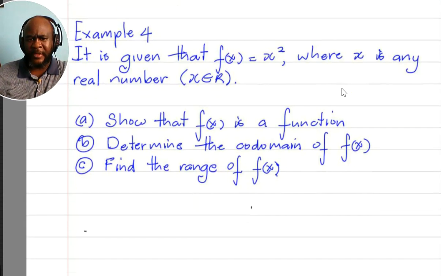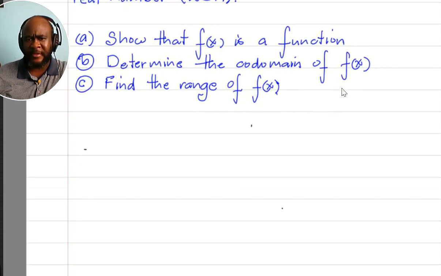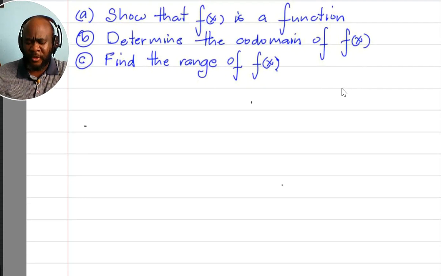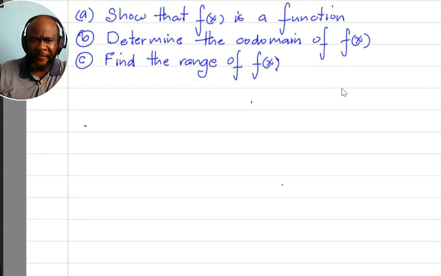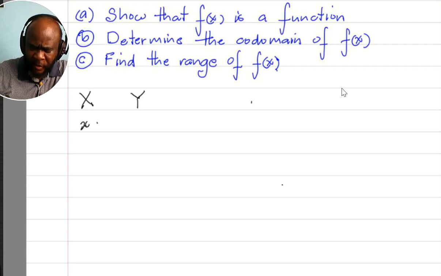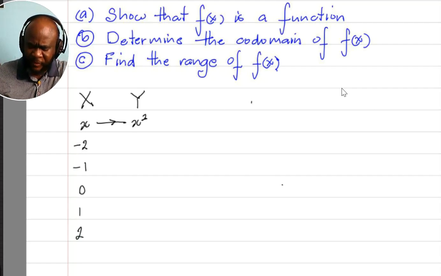All right, let's start off with A. Show that f(x) is equal to x squared is a function. Let us represent the relation f(x) is equal to x squared as an arrow diagram. So x in the domain would be mapped onto x squared in the codomain. So we have minus 2, minus 1, 0, 1, 2. Let's choose some domain values. If you square minus 2, you get 4, 1, 0.